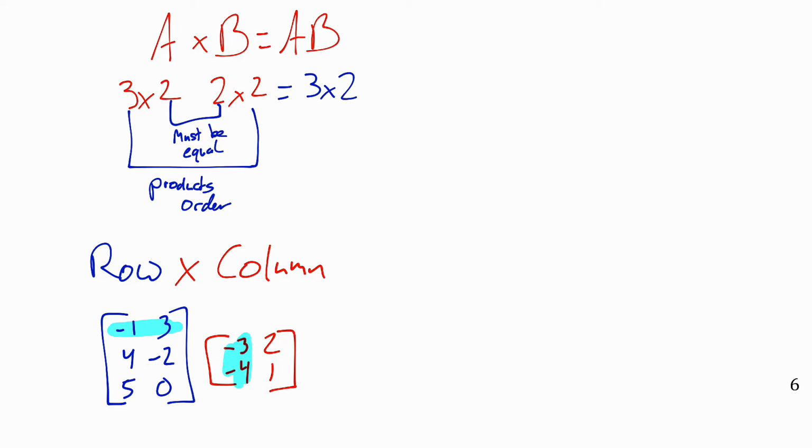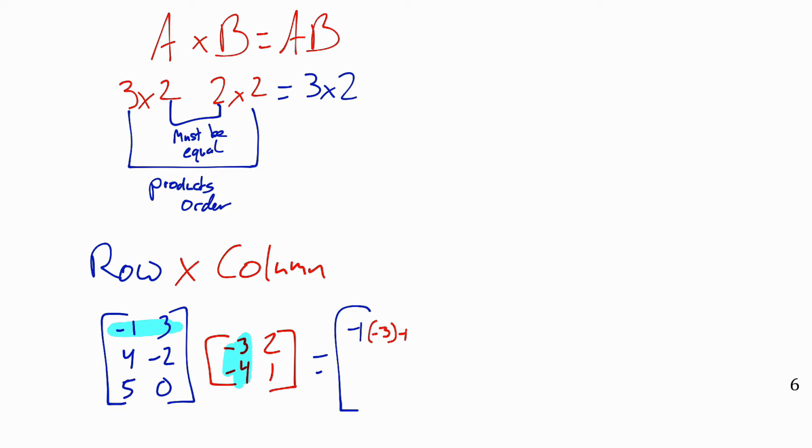When we're doing this, we're going to take row 1 of the first matrix and multiply by the individual terms of the second matrix. We're going to start off with negative 1 times this negative 3, and I'm actually going to write that out. So we have negative 1 times negative 3.